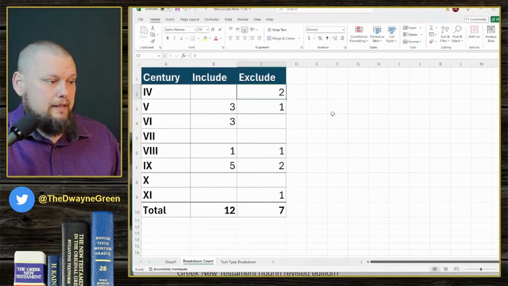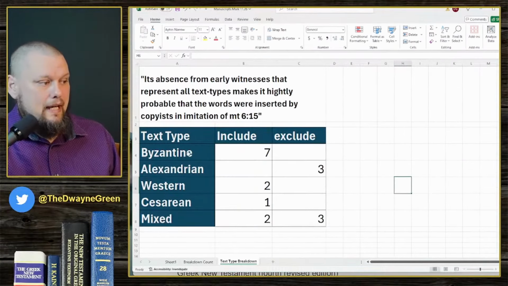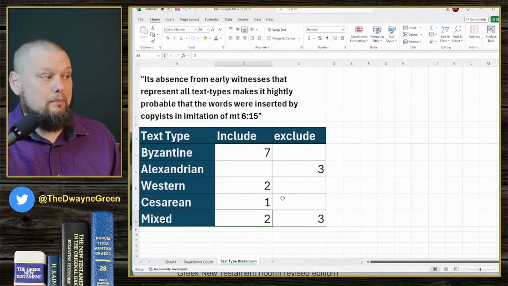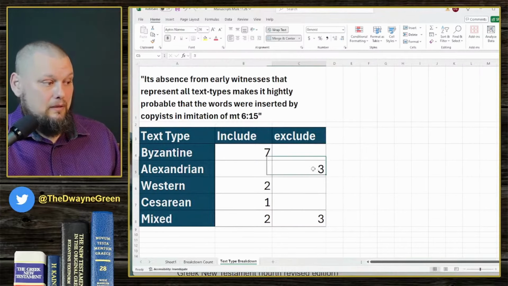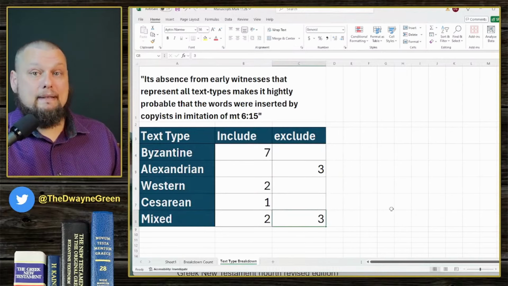So if we come back to our trusty little spreadsheet, I did a text type breakdown. So we have 7 Byzantine manuscripts that include it, 2 Western that include it, 1 Caesarian that includes it, and 2 mixed manuscripts. Now, we'll talk about the mixed manuscripts because they're really important in this discussion. When we come to exclude it, and remember, Bruce Metzger saying its absence from early witnesses that represent all text types make it highly probable that the words were inserted by copyists. Okay, so we have 3 Alexandrian witnesses that exclude it and 3 mixed manuscripts.